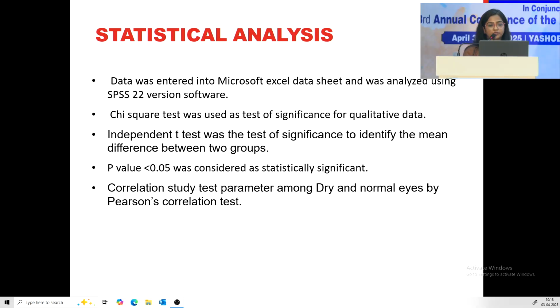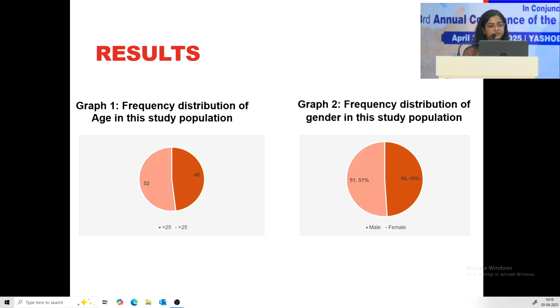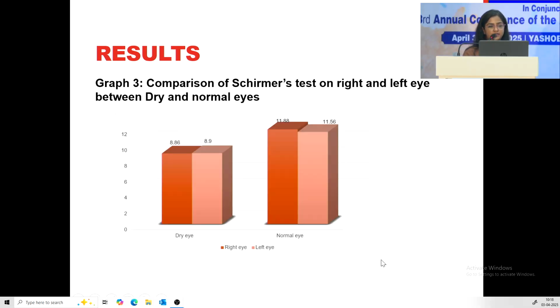Statistical analysis was put forward in Microsoft Excel, and various tests were done using the chi-square test, independent t-test, and correlation was done using Pearson's correlation test. In the results, the frequency distribution in the study was about 48% were less than 25-year-olds, and more than 52% were more than 25 years. And there was no statistical difference between the males and females.